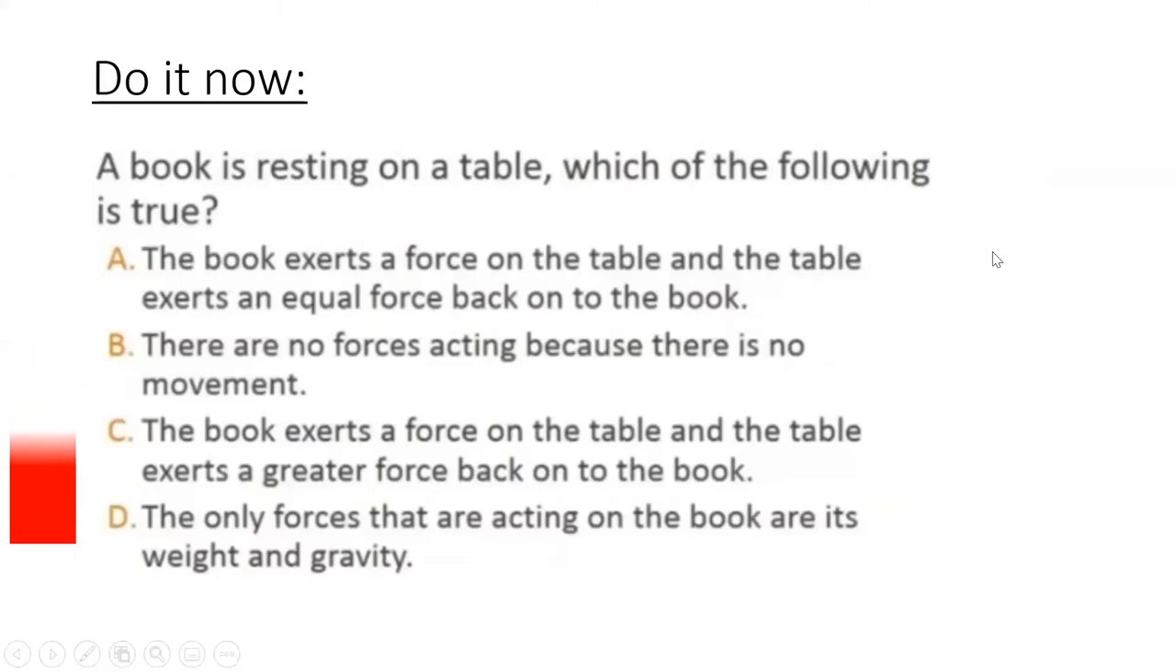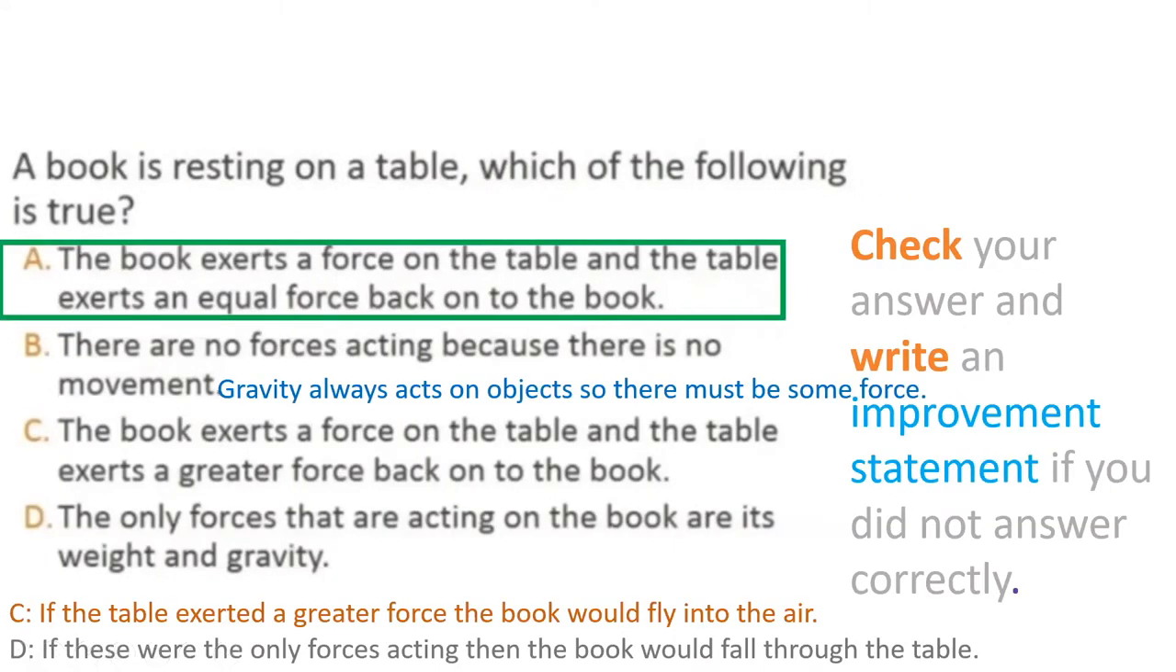Okay, so have a go. It's always good, if you haven't got something right, to write in the correct answer. Which of the following is true? The first one is true: the book exerts a force on the table, and the table exerts an equal force back on the book. And we've got answers as to why the others are not the right answer.